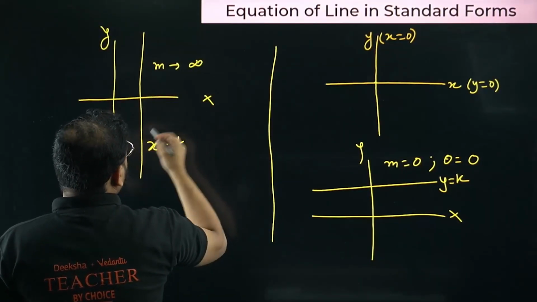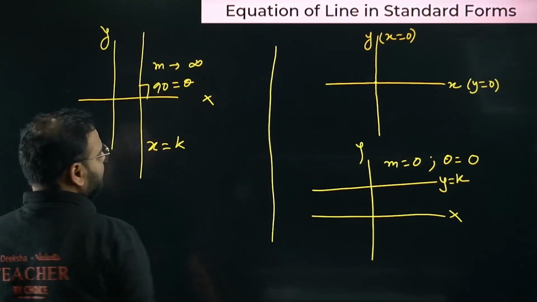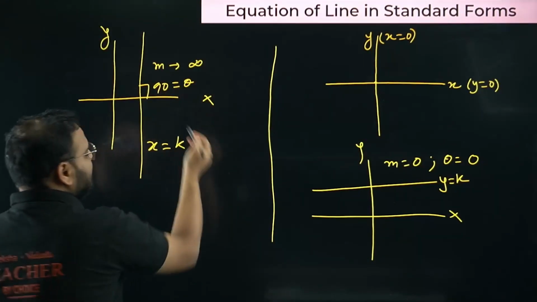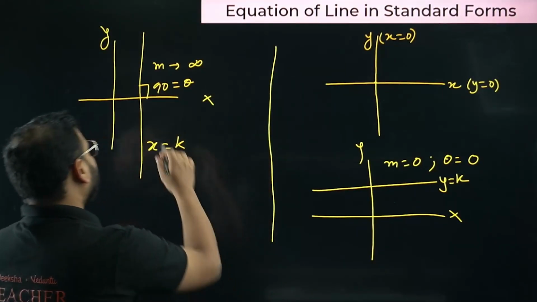Infinity or undefined. How come, sir? What is the angle over here? Please check. 90 degrees is your angle. If you put 90 tan, what will happen? It will become undefined. That's why it is undefined. Slope is undefined in this case.